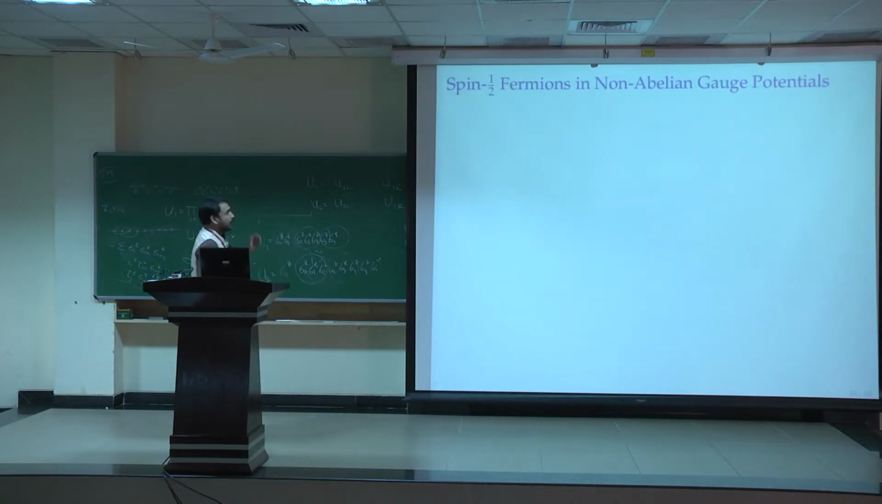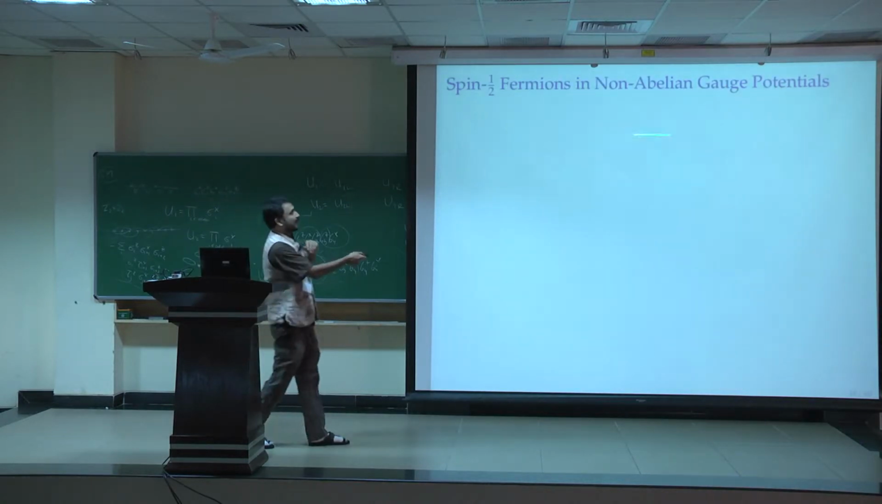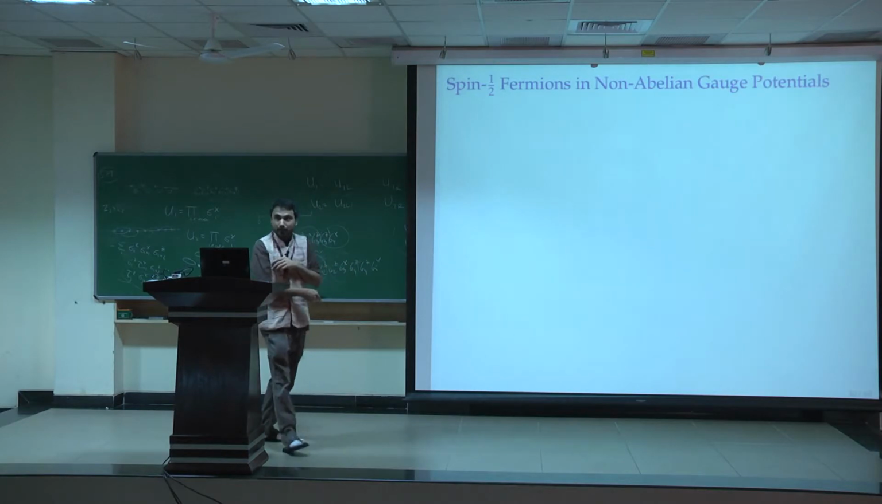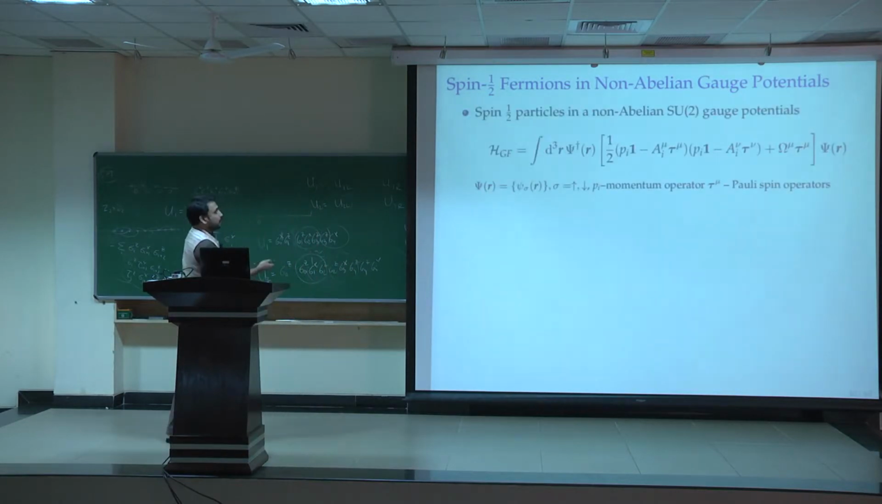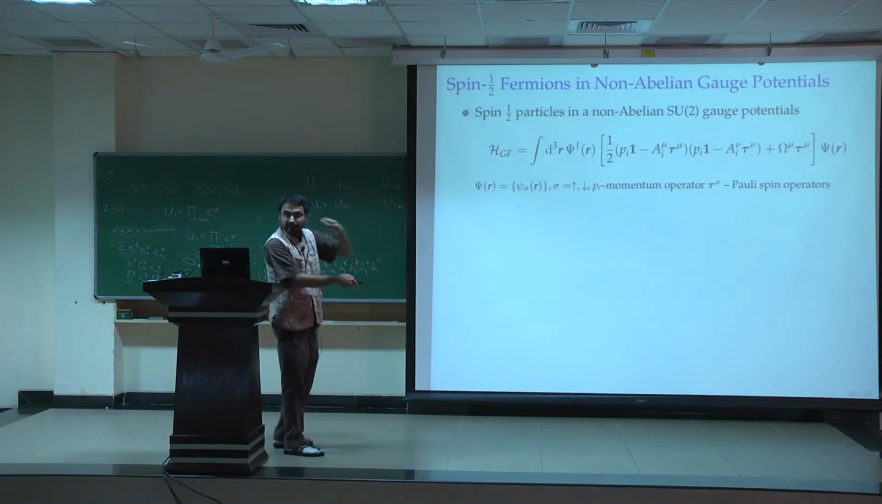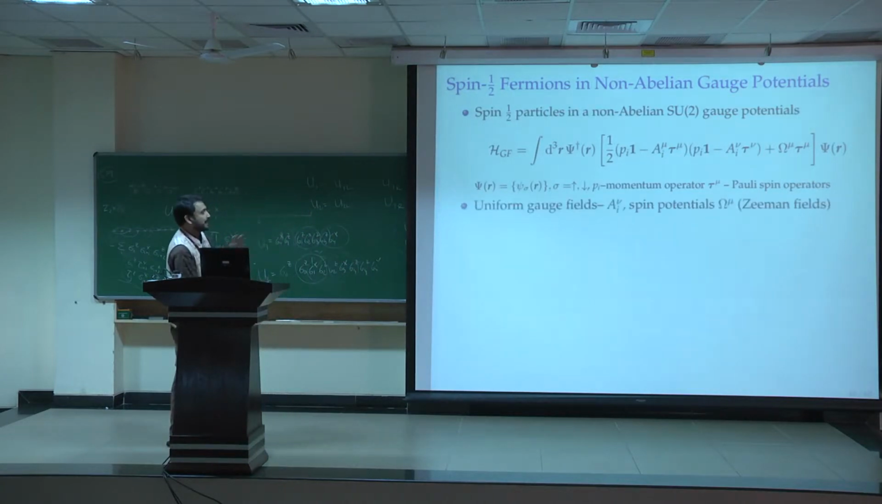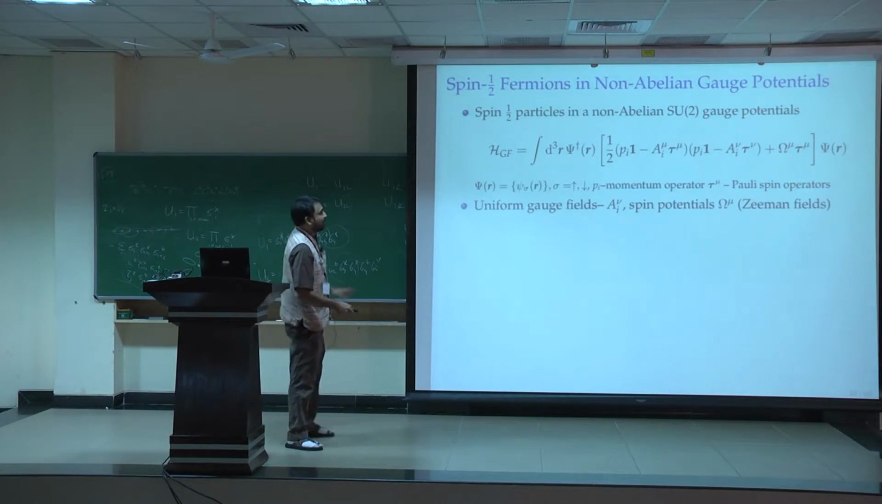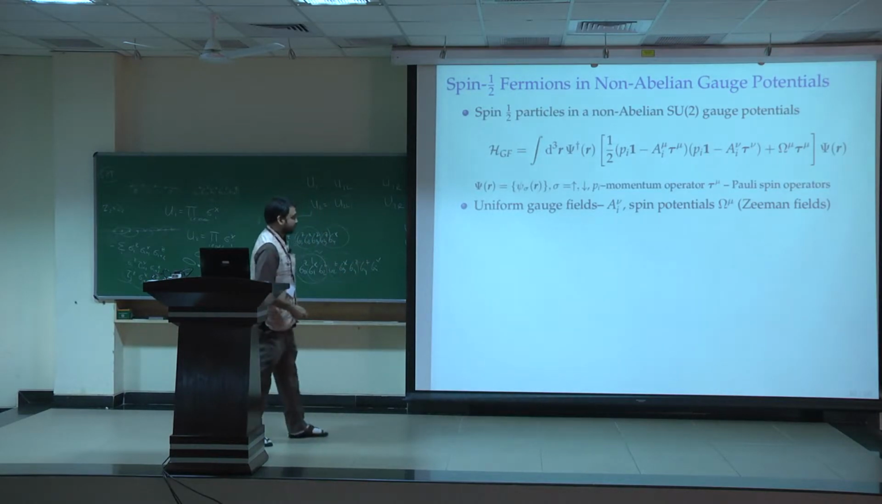Okay, so now what I'm going to do is introduce non-abelian gauge potentials for spin half fermions. And this is what happens. So I start with this. In a typical experimental scenario, there are 9 gauge potentials here because I'm discussing SU2, so there are 3 generators, and for each spatial dimension there is a gauge field, and I'm going to take them to be uniform, which is what is envisaged in experiments.